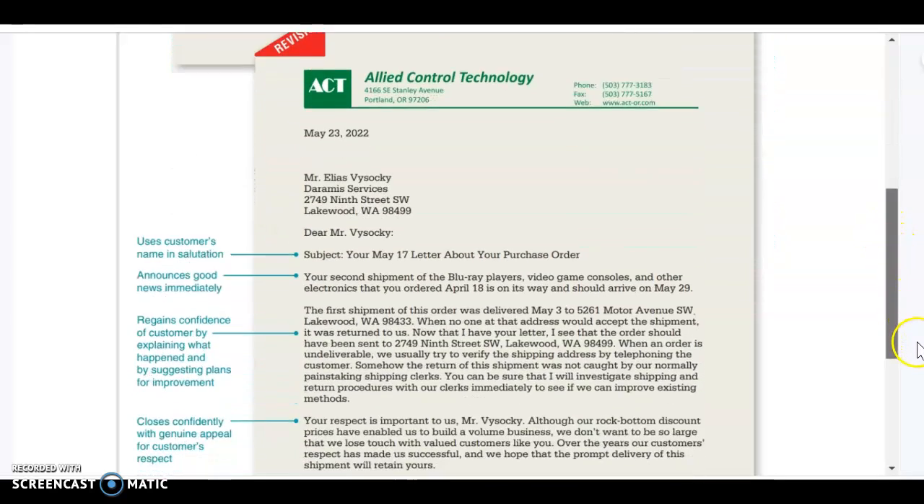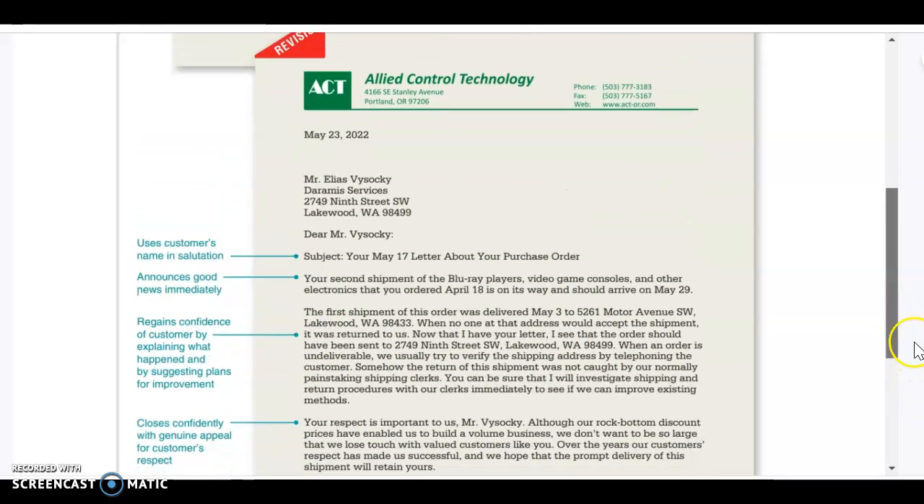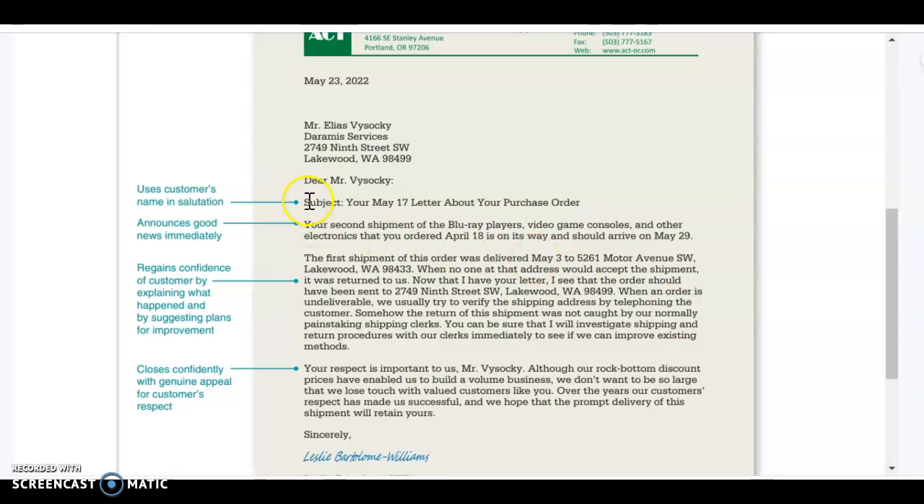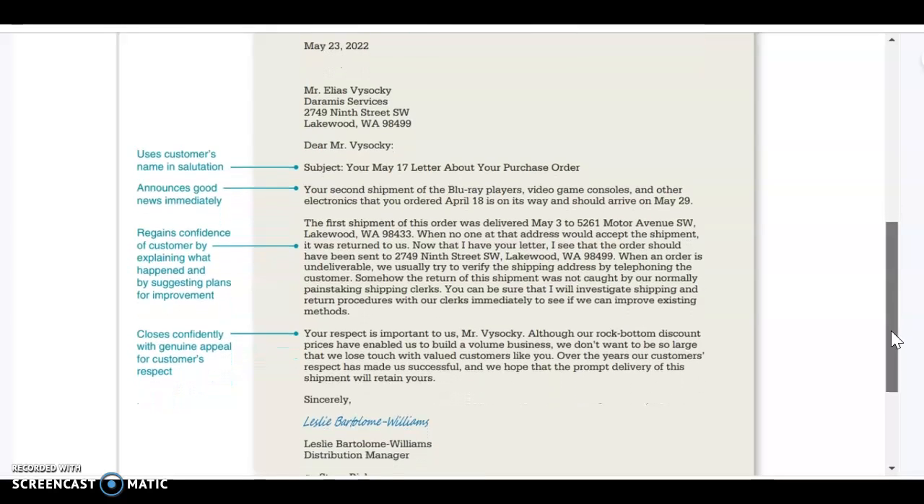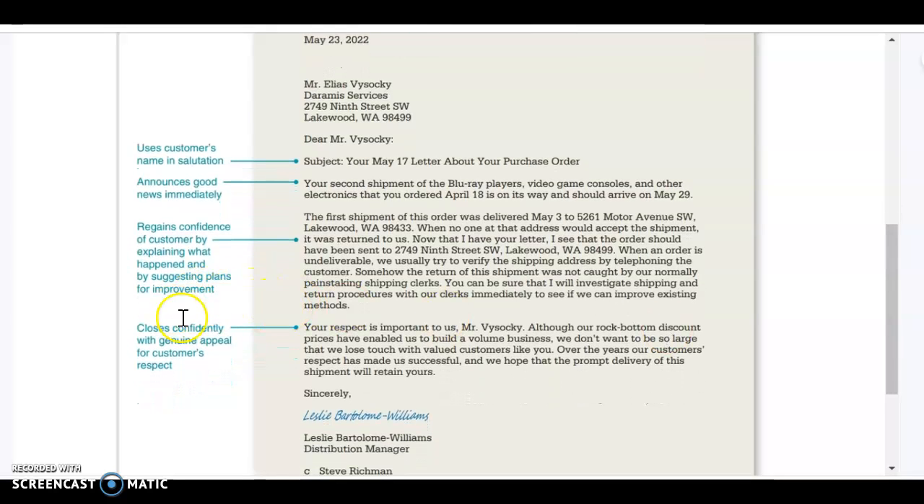Here is an example of how you write a revised adjustment letter. You use the customer's name in the salutation right there, and your subject line, your May 17th letter about your purchase order, good news immediately. It says it's on its way and it should arrive on May 29th. And then it regains confidence of the customer by explaining what happened and by suggesting plans for improvement.